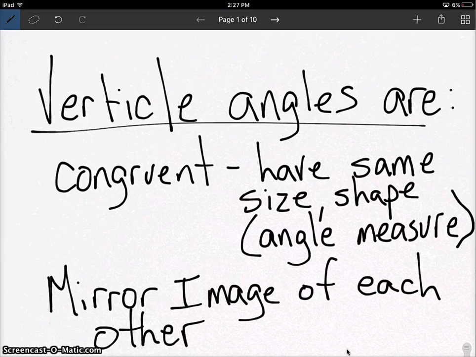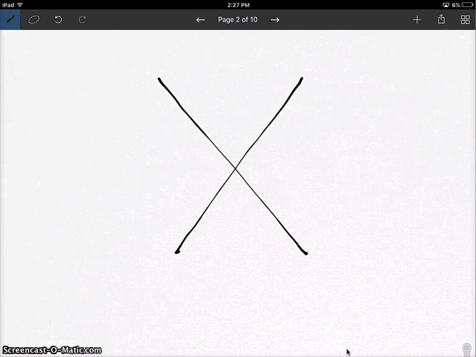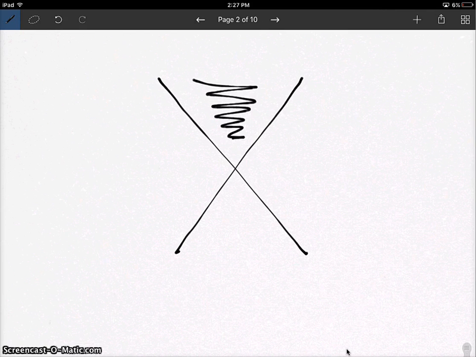Okay? They're also going to be a mirror image of each other. So it's got to pass both of these tests. You're going to have to go, are they congruent and are they a mirror image from each other? So let me kind of show you what I mean by the mirror image. That's better understood by looking at it. Here I have two lines and they've crossed each other, okay? I have this angle that was formed right here. It takes up this space. It's technically right here. That's the angle, but it takes up this whole area.